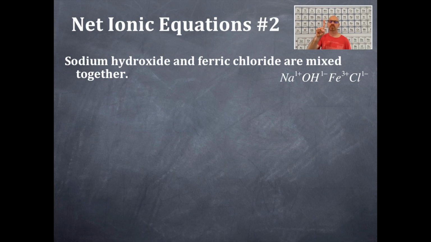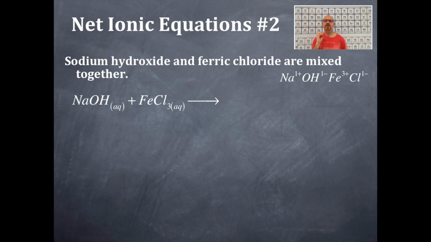I'm going to take the 1 plus charge on the sodium and the 1 minus charge on the hydroxide. Absolute value of those, flip or bring it down, and I get NaOH. No parentheses required. Then I'm going to take the Fe 3 plus charge and the Cl 1 minus charge. Absolute values of the 3 plus and the 1 minus, then flip those numbers, bring it down. I got FeCl3.